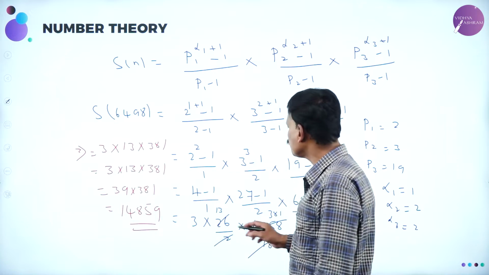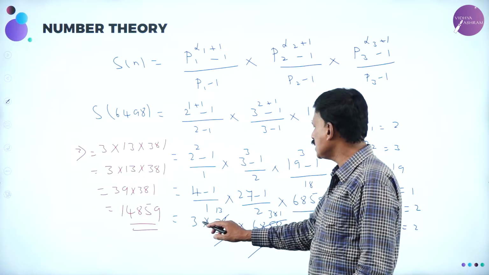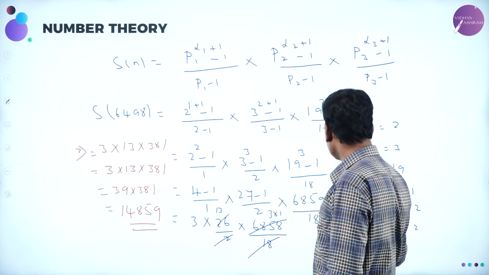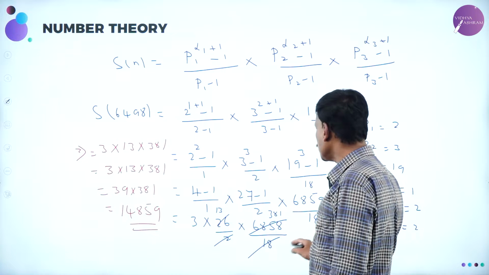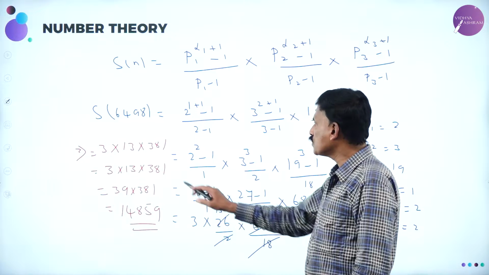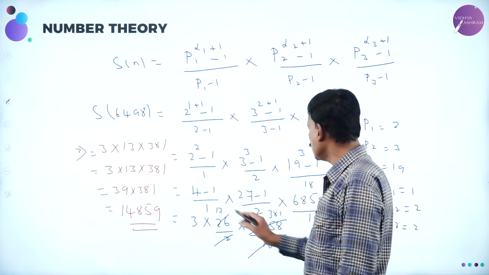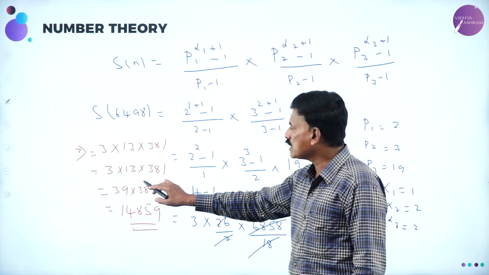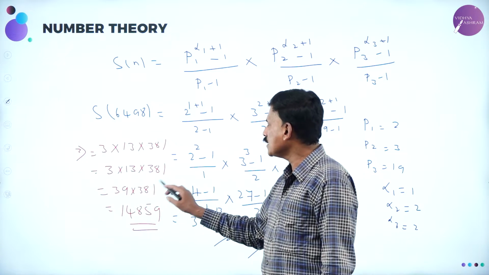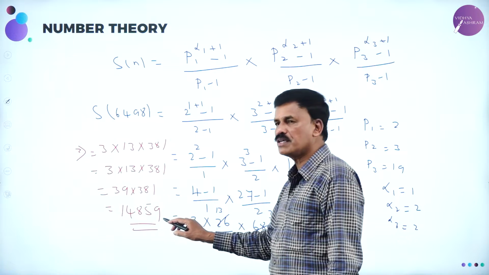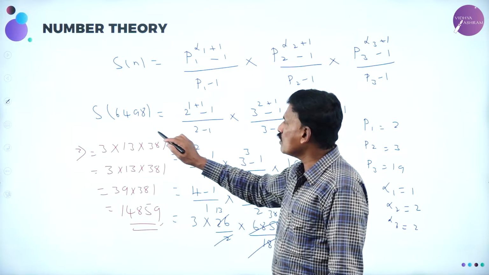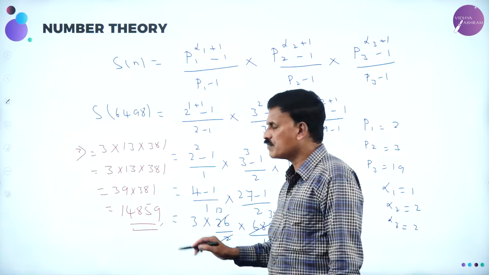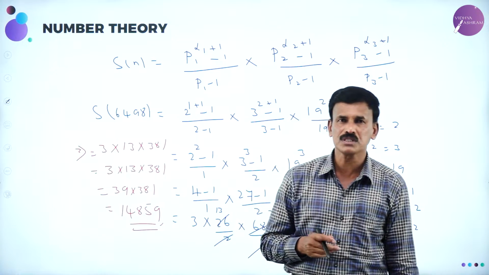So just here, 4 minus 1 is 3, 27 minus 1 is 26 by 2, and 6859 minus 1 is 6858 divided by 18. So 13 2s are 26 gets cancelled. 3 into 13, 6858 divided by 18 is equal to 381. Multiply this. 13 3s are 39 into 381 is 14859. 14859 is the sum of all positive divisors of 6498.